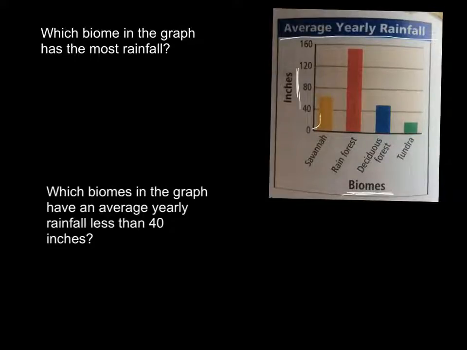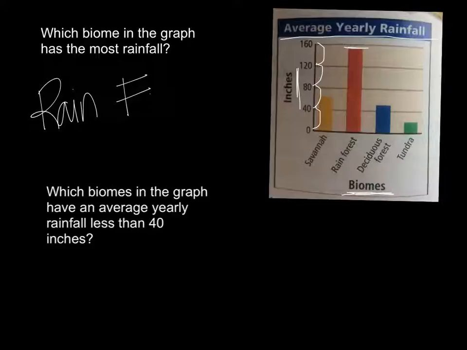They are going up by even or equal intervals: 40, 80, 120. They're adding 40 each time. That's very important, that those are equal intervals. So if I look at which one has the highest rainfall, it would be the rainforest. That would be our one with the most rainfall.